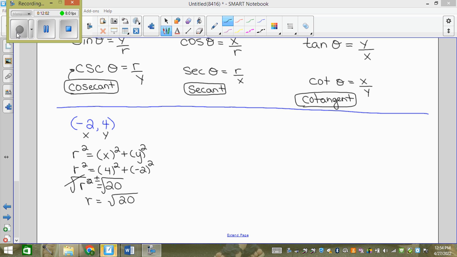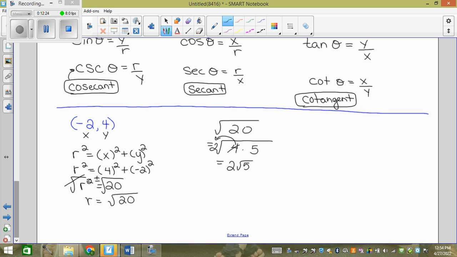Now, root 20 is what people leave it at, and you'll never have the answer correct. They'll always give it to you in a reduced form. So if you leave it at root 20, you're going to be in trouble. So we go back to grade 10. Root 20 breaks down into 4 and 5. You always try to get a perfect square. The 4 comes out, and it becomes a 2, and we have 2 root 5. So r equals 2 root 5.